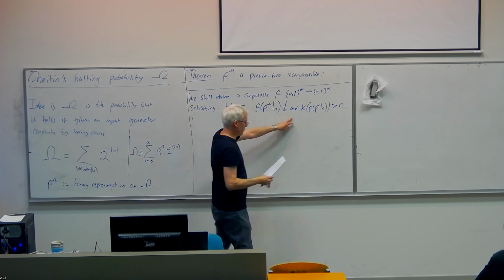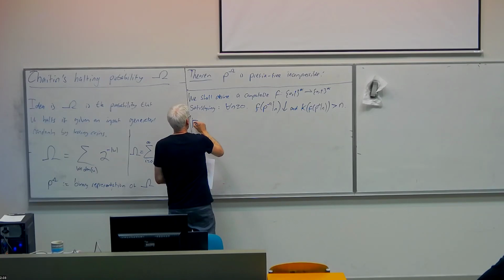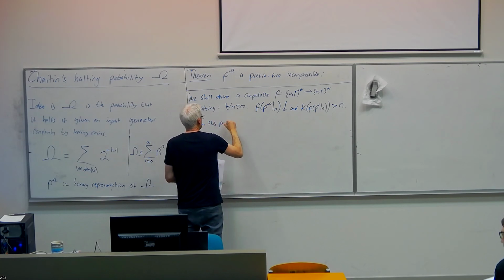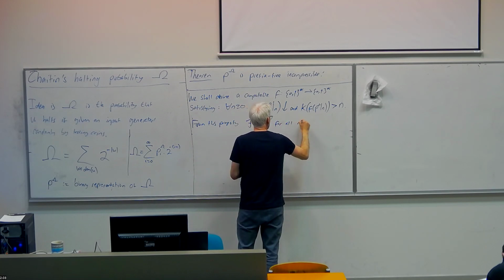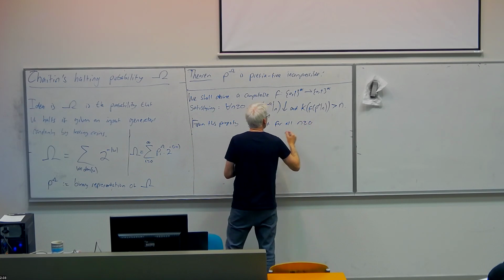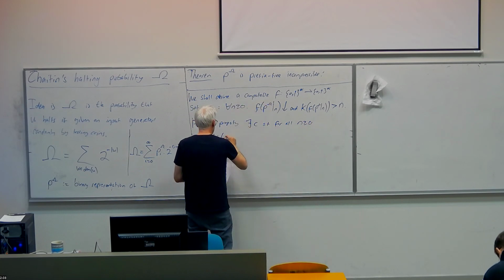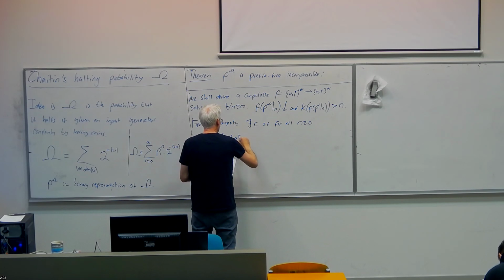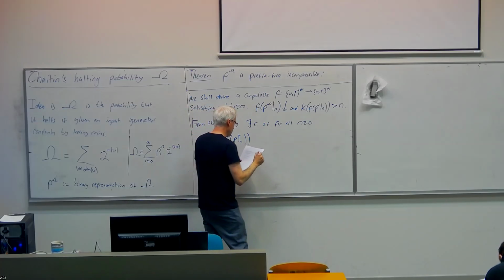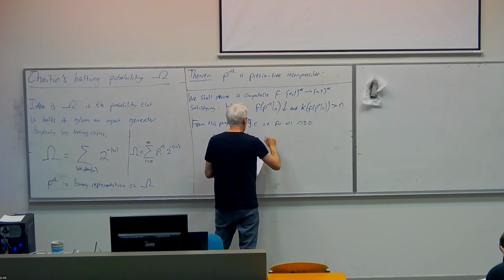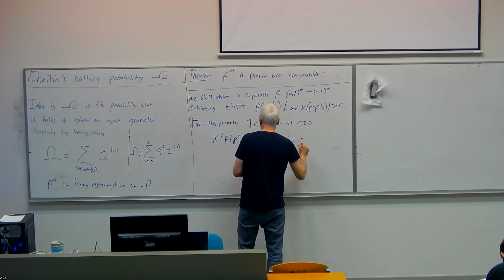So if you've got this property, then from this property, there exists a C such that for all n greater than or equal to 0, the prefix-free complexity of f of p, the n character prefix of omega, the prefix of length n of omega, is less than or equal to the complexity of the prefix itself plus a constant.